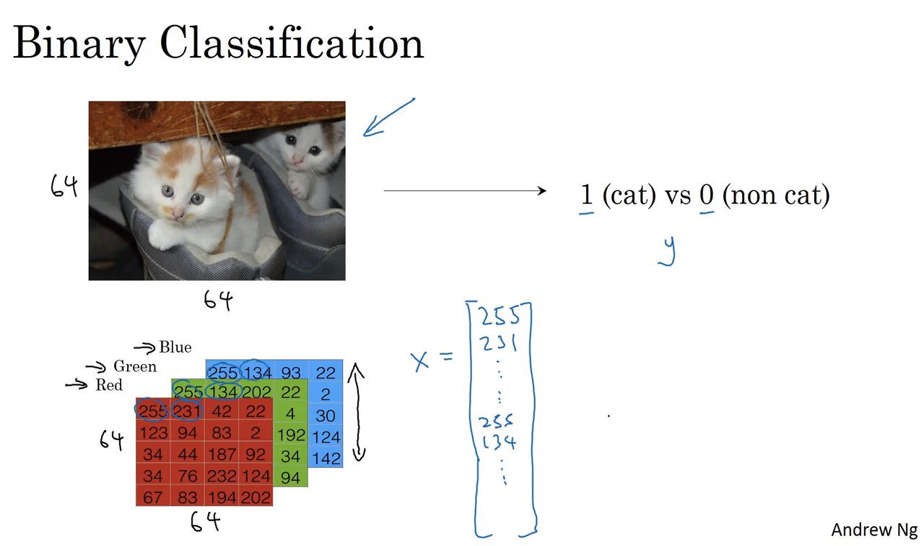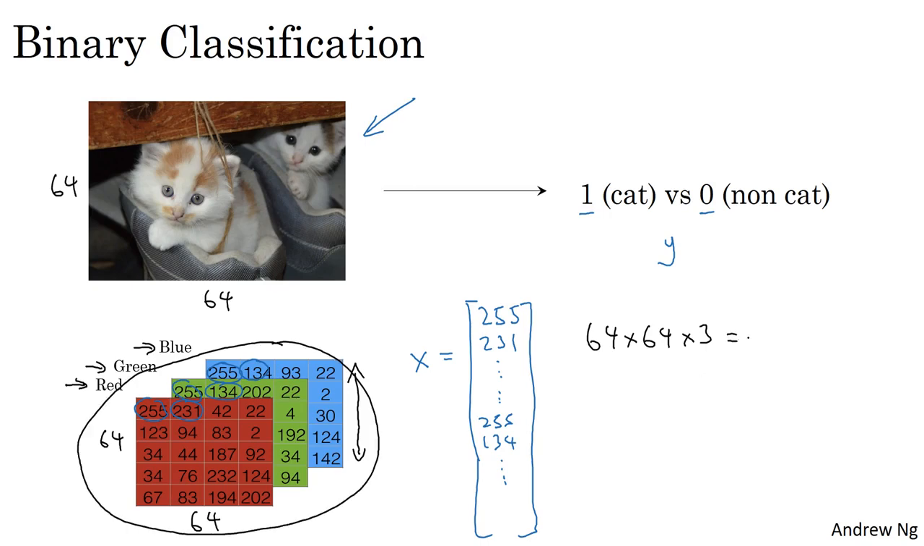So if this image is a 64 by 64 image, the total dimension of this vector x will be 64 by 64 by 3, because that's the total numbers we have in all of these matrices, which in this case turns out to be 12288. That's what you get if you multiply out those numbers. And so we're going to use nx equals 12288 to represent the dimension of the input features x. And sometimes for brevity, I might also just use lowercase n to represent the dimension of this input feature vector.